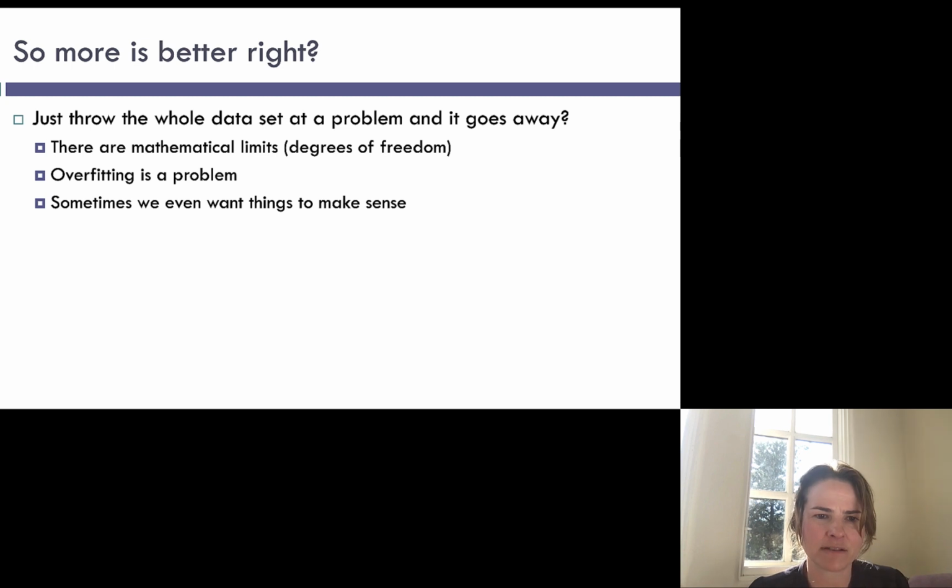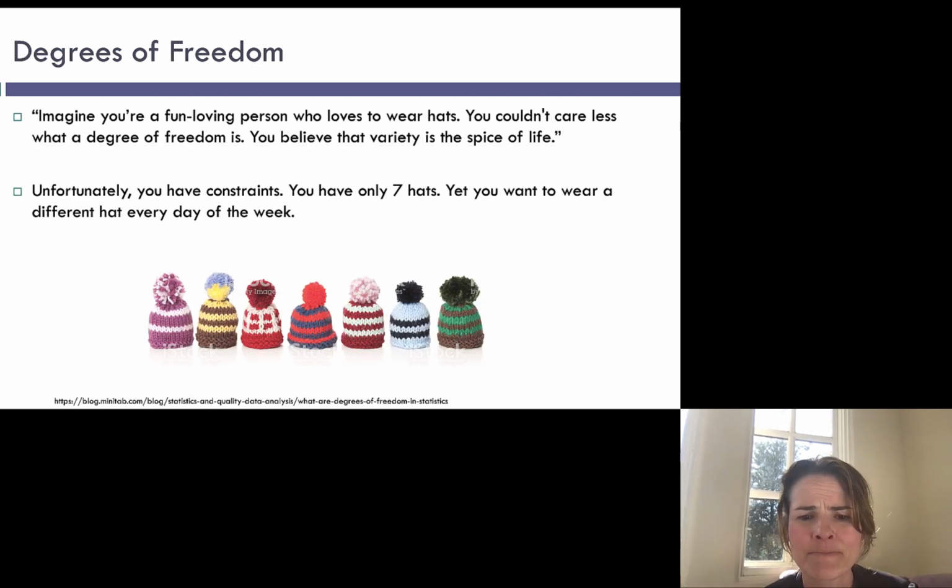One, there's mathematical limits. This has to do with what we call degrees of freedom, and we'll take a look at that. Another thing is that overfitting is a problem, and we don't want to try to make a model that explains the current data perfectly but doesn't really explain the underlying relationships. And sometimes we even want things to make sense because sometimes we think we actually have to tell somebody about our analysis and explain our models. Crazy, right? All right, so let's start by talking about degrees of freedom.